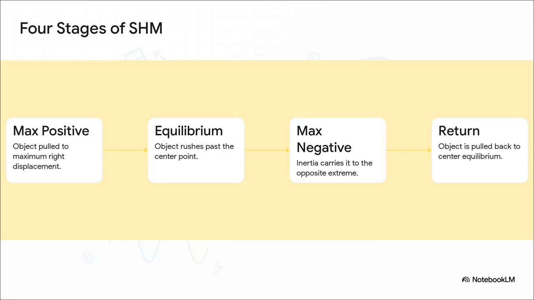It's fascinating watching an object overshoot its resting point just because of inertia before being yanked right back again. Picture a block on a spring. First, you pull it to maximum positive displacement and let go. The restoring force pulls it to the center, right back to equilibrium. But because the block has mass and is moving pretty fast, inertia carries it right past the center, compressing the spring until it reaches maximum negative displacement on the exact opposite side. The spring then shoves it back to the center again. That entire round trip, that is exactly one oscillation.